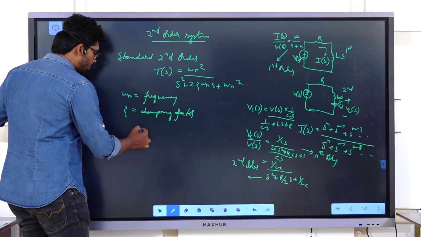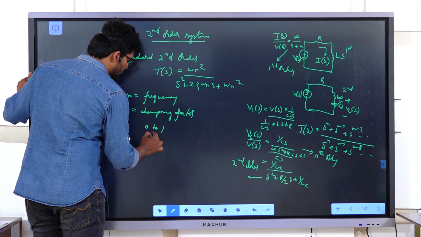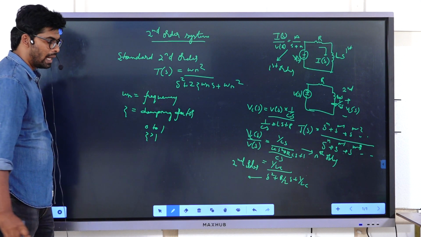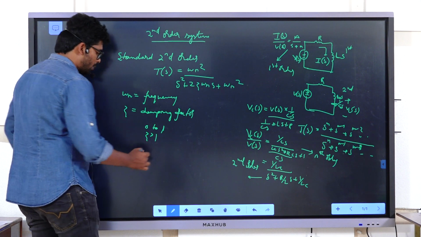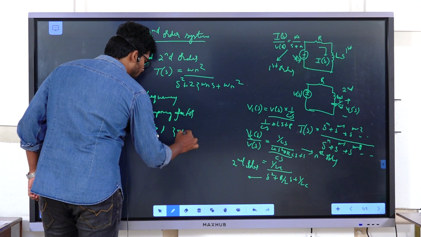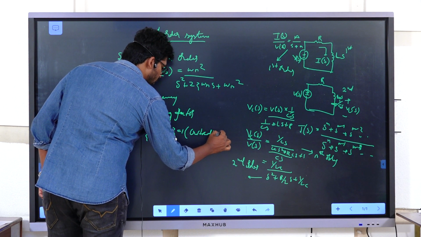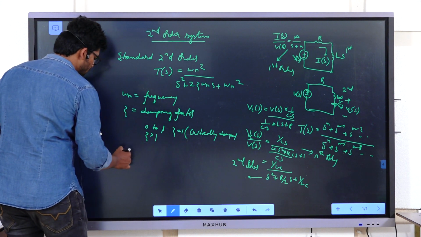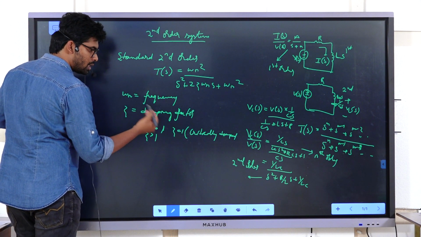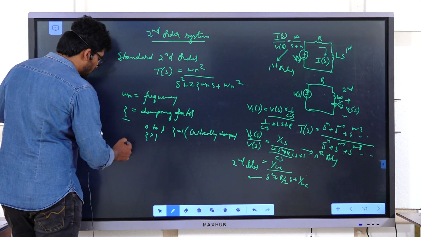The value of damping is generally from 0 to 1 and is also greater than 1. If damping zeta is equal to 1, it is said to be critically damped. So the response of the system varies with the value of zeta. That is damping, so the Greek letter zeta.